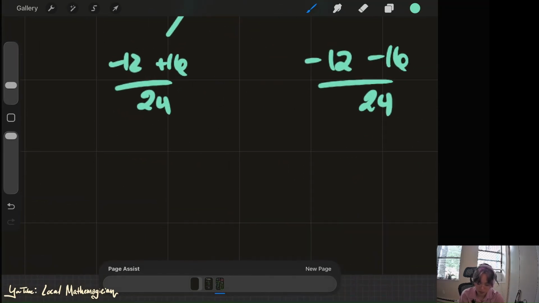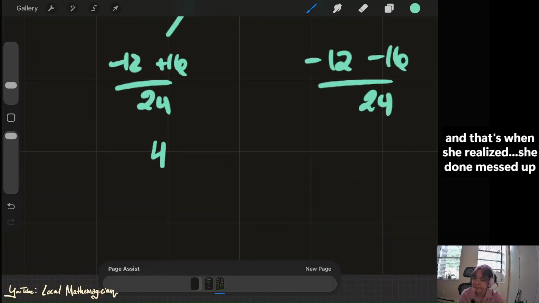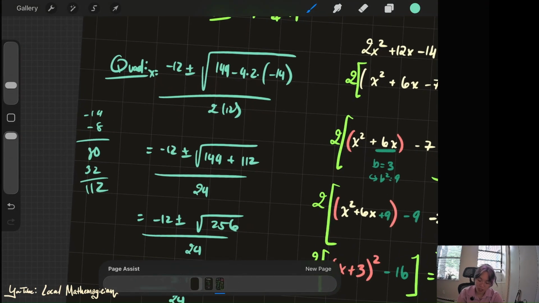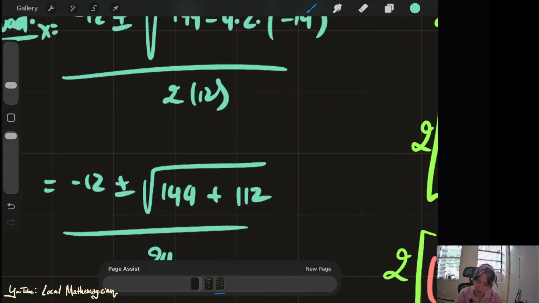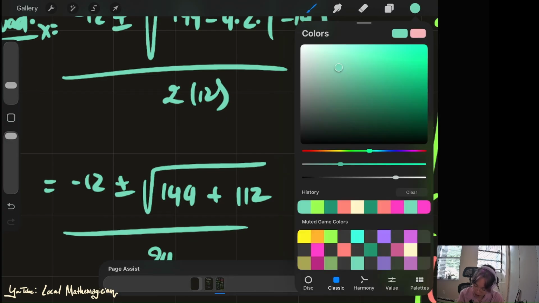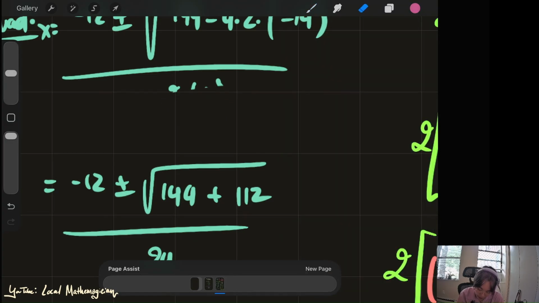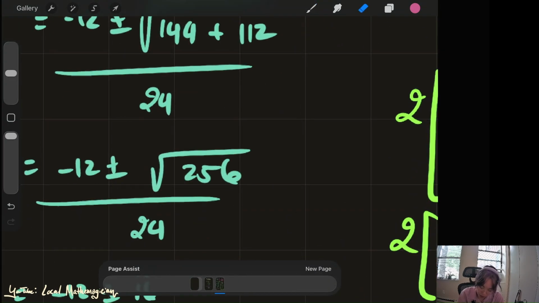Negative 12 plus 16 is... Sorry, minor typo. This shouldn't be times 12. I don't know where I got 12 from. This should be times 2. A is equal to 2, my friends. I am not immune to typos.